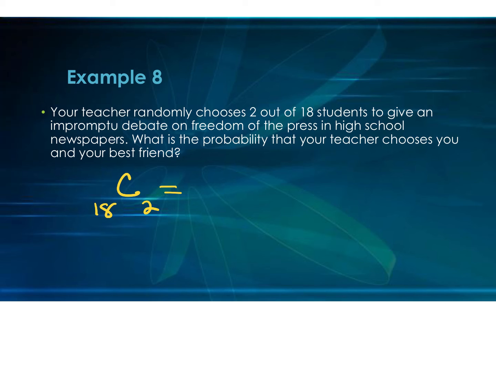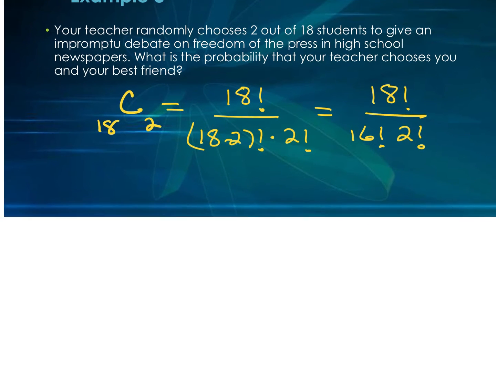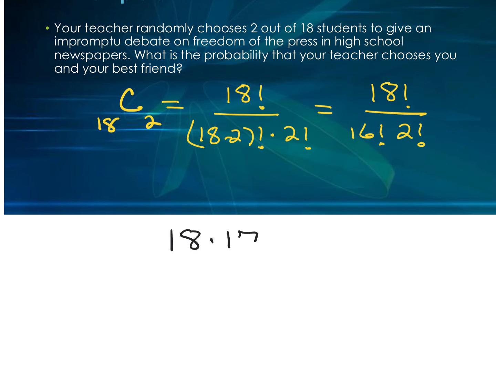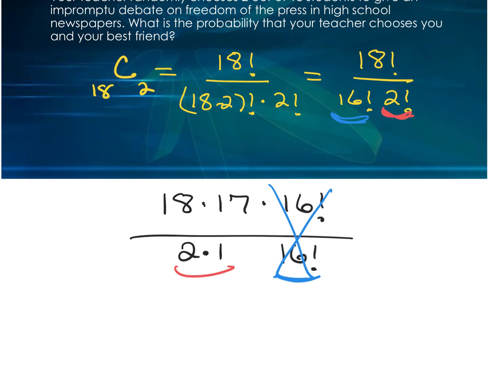So I need to find the total. So 18 factorial over 18 minus 2 times 2 factorial, 18 factorial, 16 factorial, 2 factorial, and now let me expand that. So I'm going to take the 18 down to 16. I'm going to write the 16 right here, and then I'm going to expand the 2. So the 2 becomes this. The 16 I placed here, and they cancel. And now if you want to simplify the 18 and the 2, you can go ahead and make that a 9. And then you're just left with 9 times 17, which is 153 over 1.